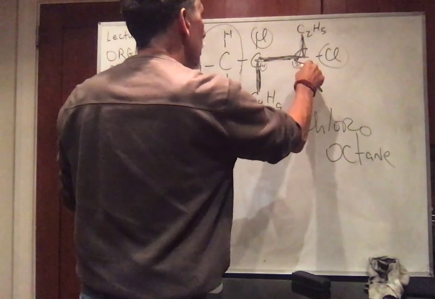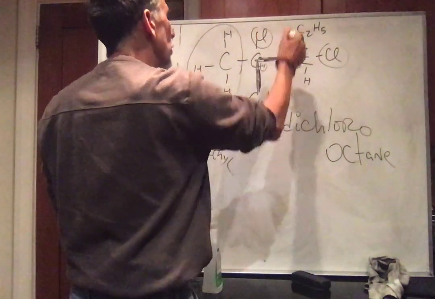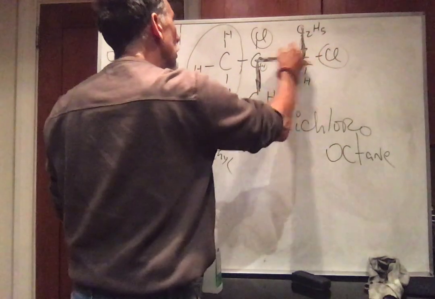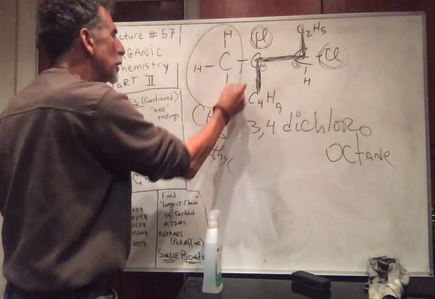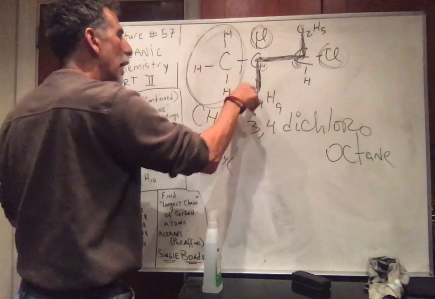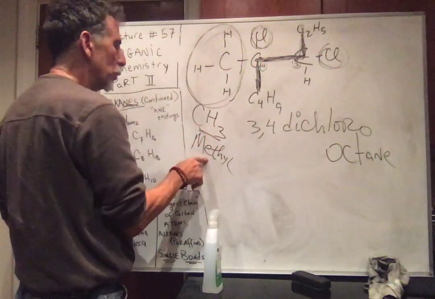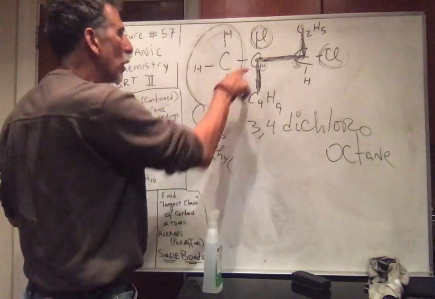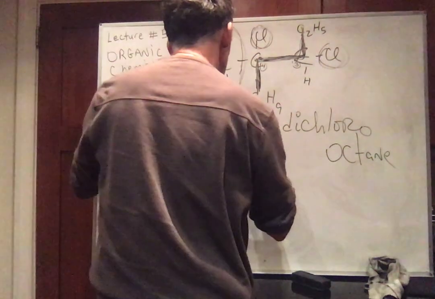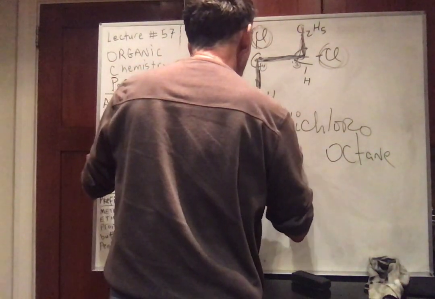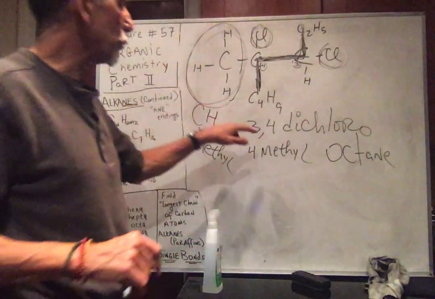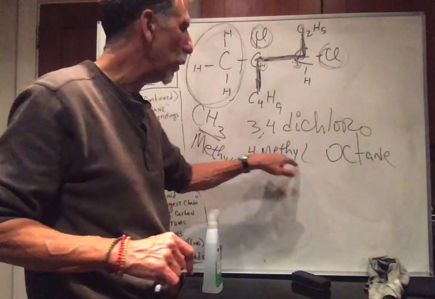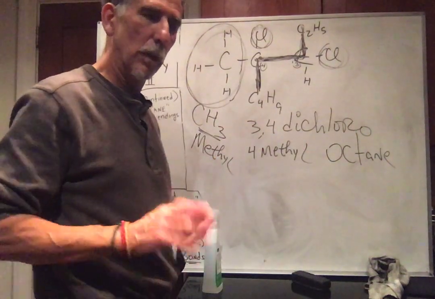There's my chain. There's an addition. This is my chain. Any other additions? Chlorine was an addition. Look, this stuff was not part of my chain. What was this? This was methyl. Where was the methyl? On carbon 4. So this is a 4 methyl. So this compound is 3,4-dichloro-4-methyl octane. See, it's a puzzle.